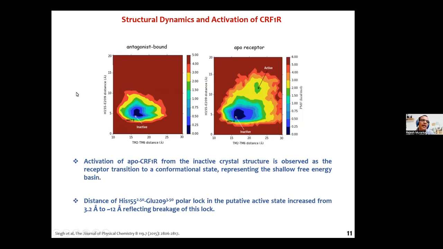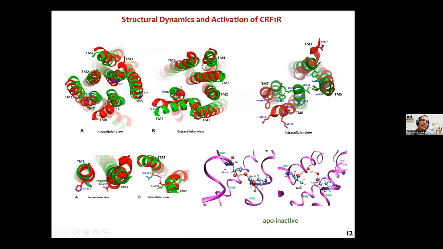We compared them here: red is the putative active state of the receptor, and green is the inactive state of the crystal structure of the receptor. Now, when we compare the intracellular part of the receptor, we see clearly that TM6 has moved outward from the helical bundle.